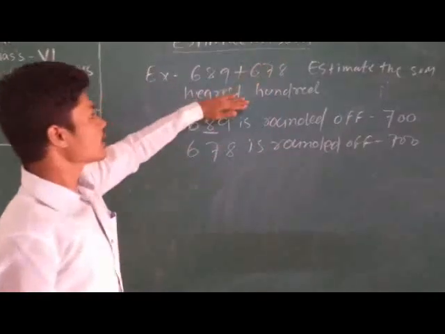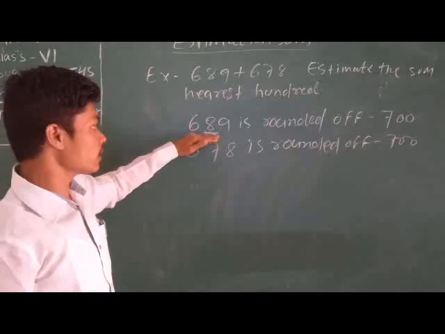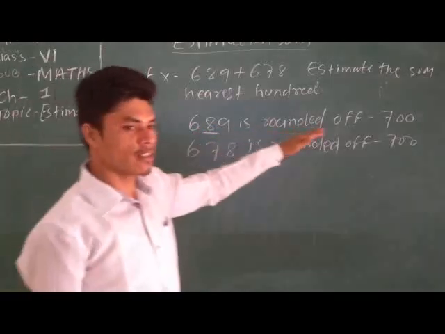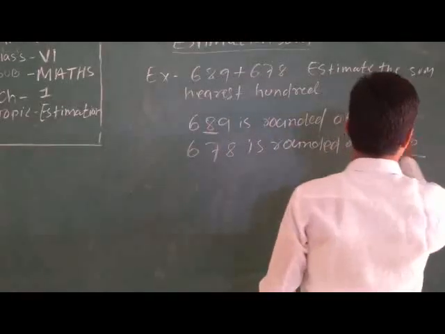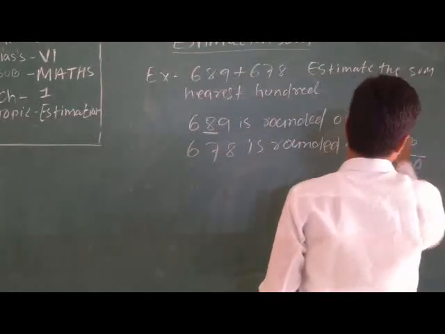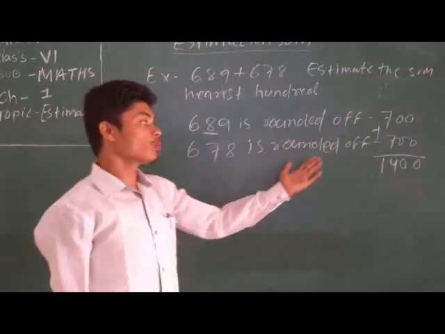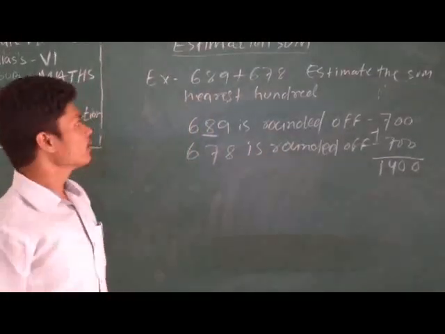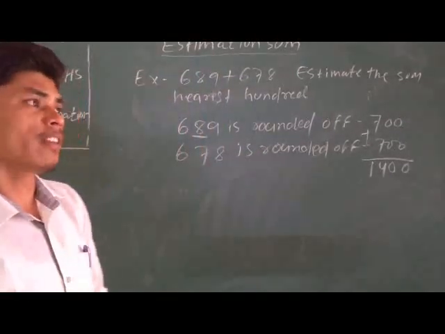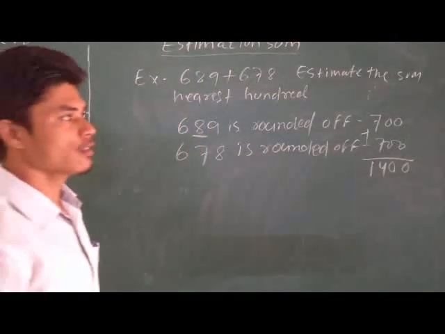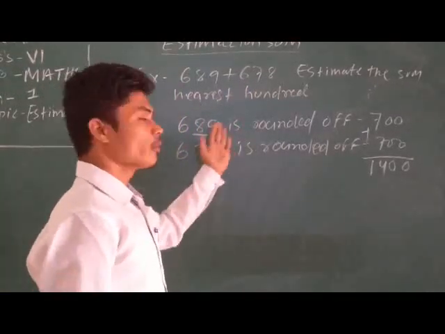The question is to estimate the sum to the nearest 100. Already we have estimated the given numbers to the nearest 100. Now we find the sum: 0, 0, 7 plus 7 is 14, so 1400. The estimated sum we got is 1400. Clear about the estimated sum to the nearest 100? Whatever is asked, you can find the answer. Follow this process.